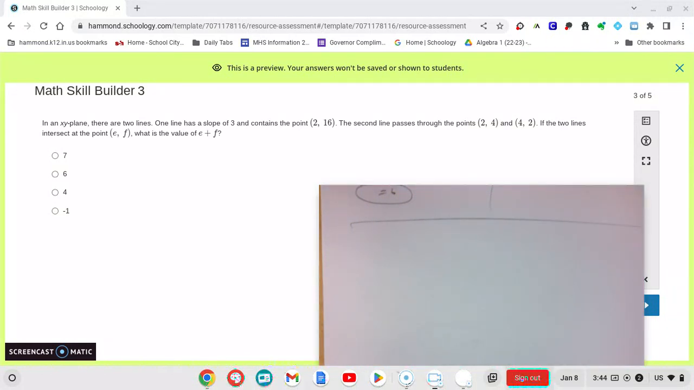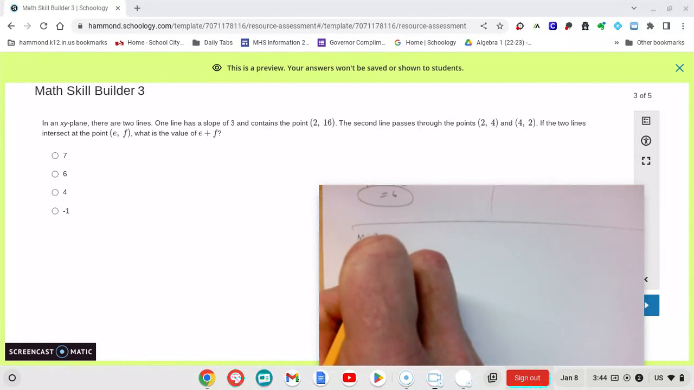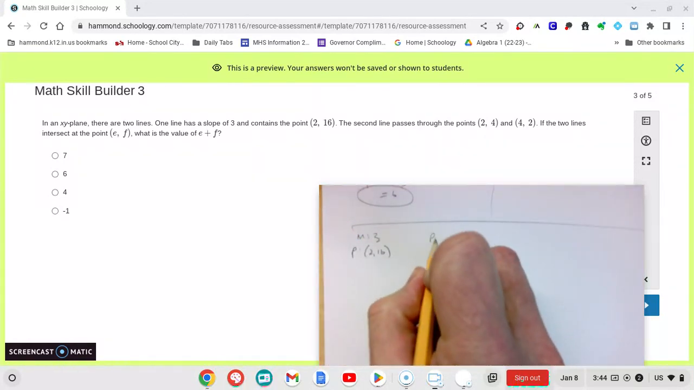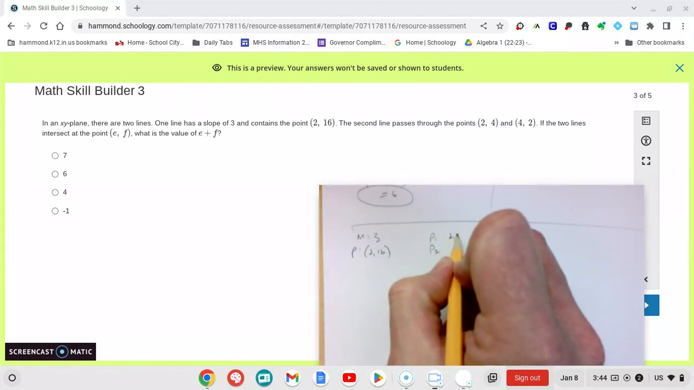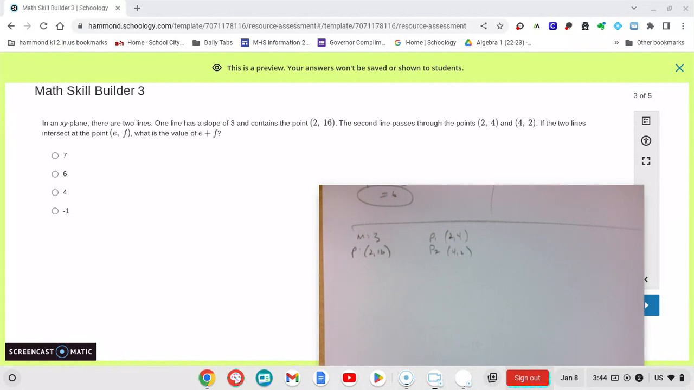Another XY plane. This time, we're not given an image. We're told there's two lines. One has a slope of 3 and contains a point, 2, 16. The other one, we have 2 points, 2, 4, and 4, 2. The two lines intersect at the point E, F, and we're asked, what is the value of E plus F? All right, so if these two lines intersect at E, F, that is the solution to a system of equations. So if I can write equations for these two lines, I can solve it, and I can find out what E and F are and add those up.